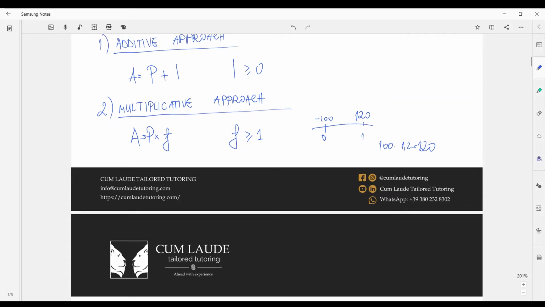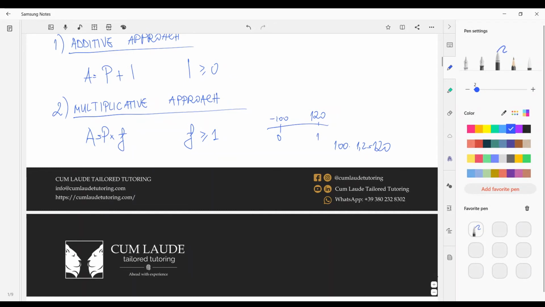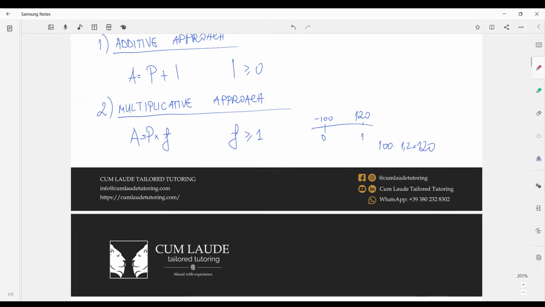Remember that the name of F is accumulation factor. So that's what is important here. It is accumulation factor.